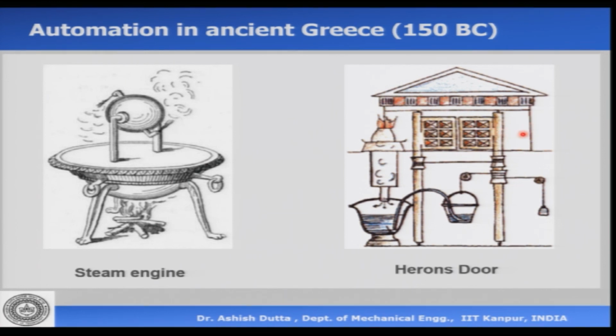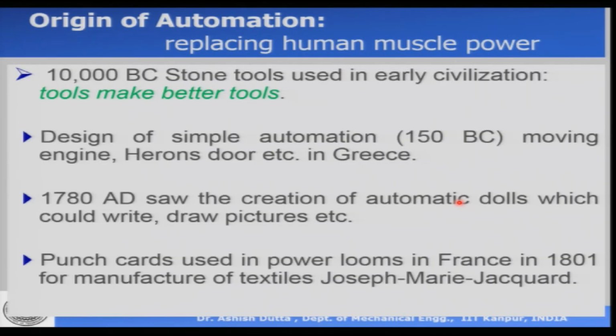So this is again an example of doing a task without human muscular intervention, which is called automation. So when you burn the fire, the door would open. When you extinguish the fire, the door would close. And this is an example, the earliest example of automation. And if you look at the dates, it was very, very early, about 150 BC.